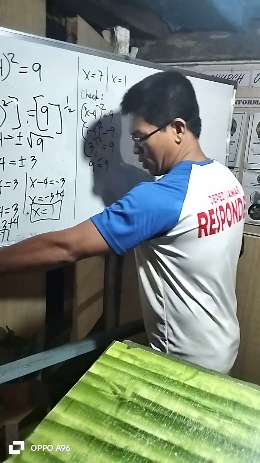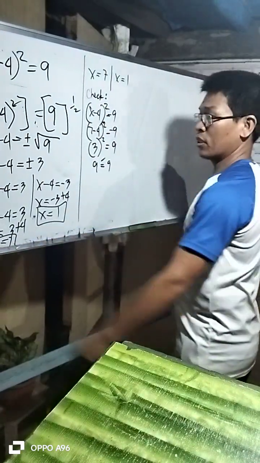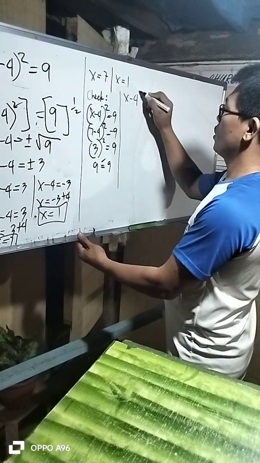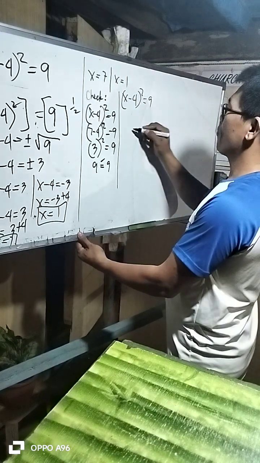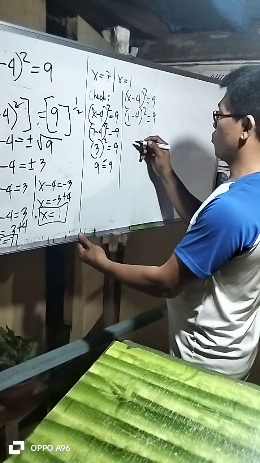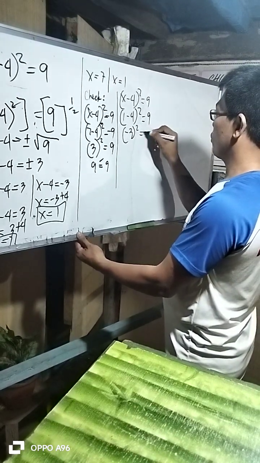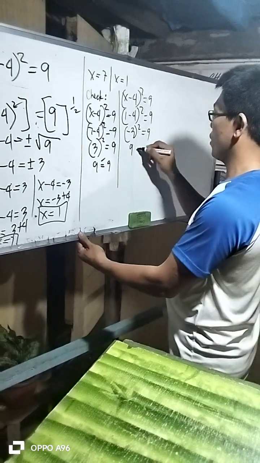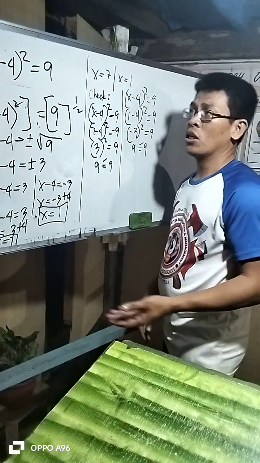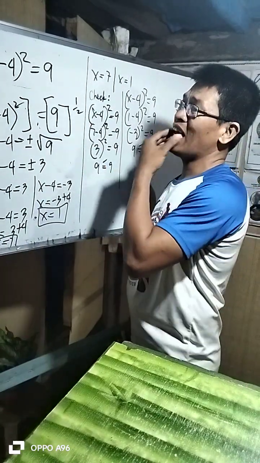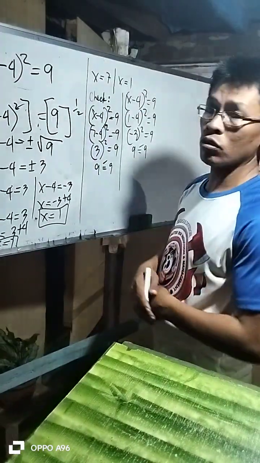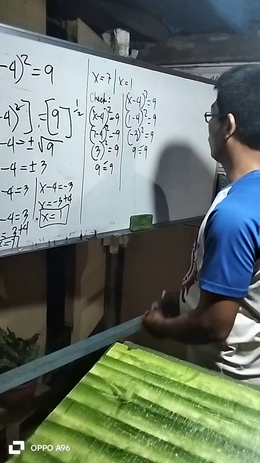Now, let's move on to the second value, x is equal to positive 1. x minus 4 squared is equal to 9. Then substitute the value of x. Then 1 minus 4 is negative 3, squared is equal to 9. Negative 3 squared is positive 9. So, positive 9 is equal to positive 9. In other words, there are two roots of this expression, x minus 4 raised to the second power, which is equal to 9. And those roots are x is equal to 7 and x is equal to 1.